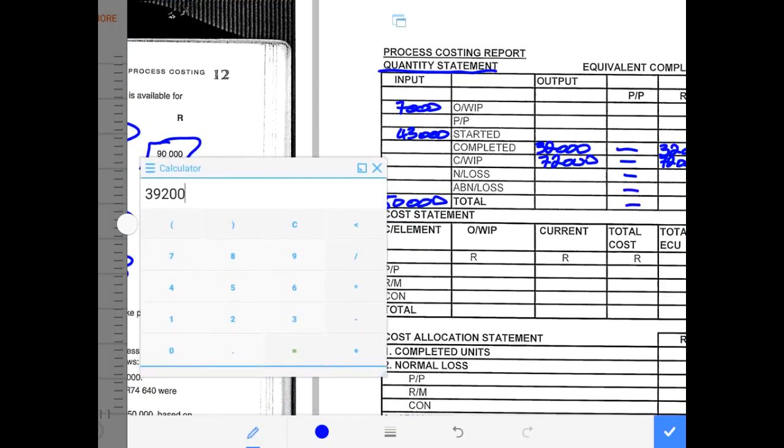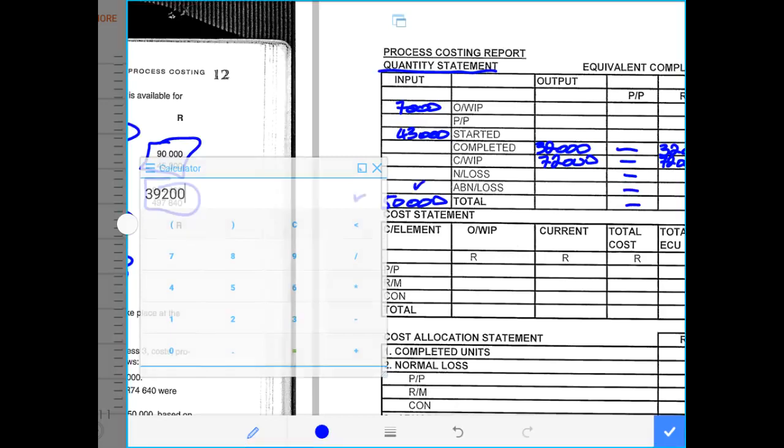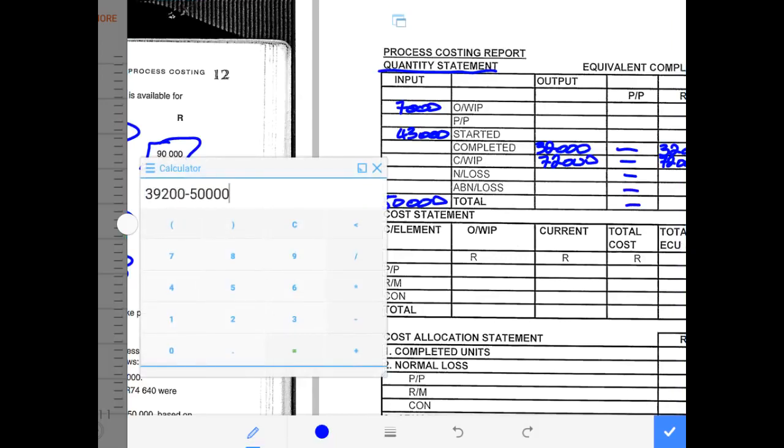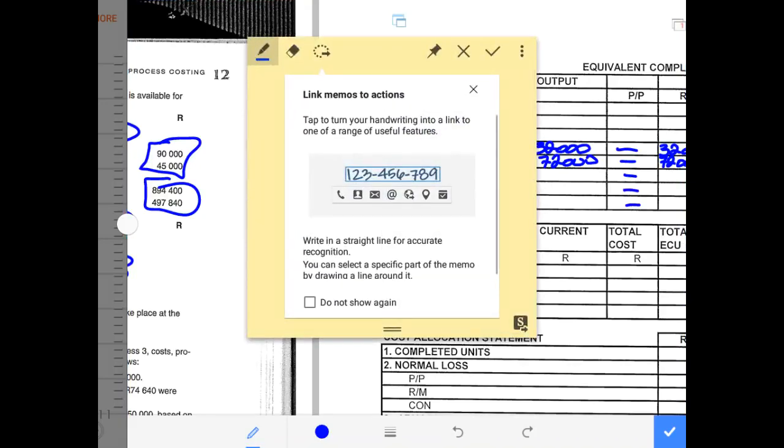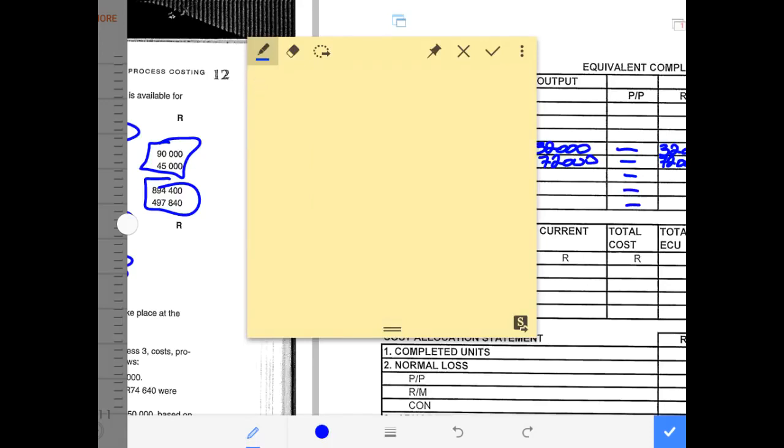Because the units that are completed plus the closing units should give us 50,000 units. That means there was a loss here, definitely. So now if you say minus 50,000 units, that will tell us that 10,800 is a loss. But we don't know which one is a normal loss and which one is an abnormal loss. So now we first have to check or calculate our loss. In this case, we have the total loss of 10,800.